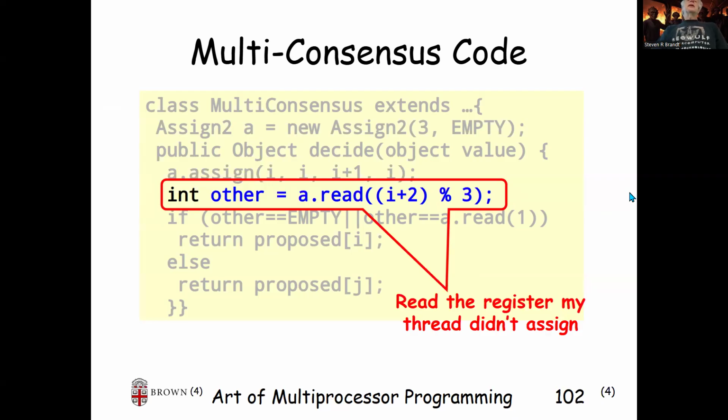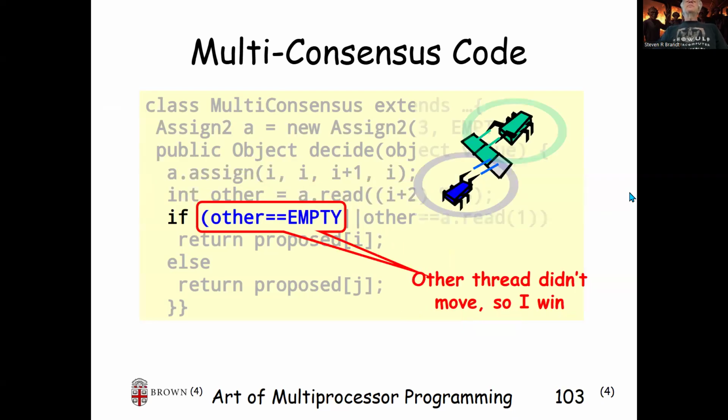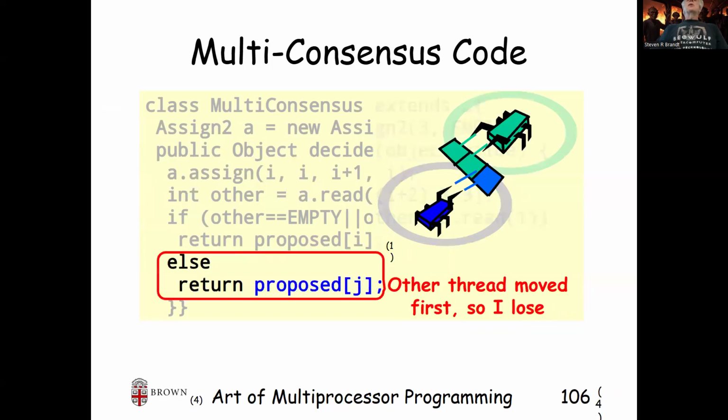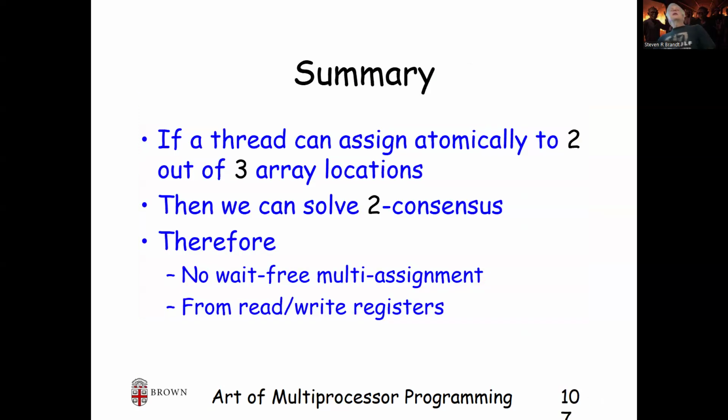So that little math trick works out. So if the other is empty, or the other is my value, then I win. Otherwise, the other thread moved and I lose. Okay, so I can solve consensus. If a thread can assign atomically to 2 out of 3 array locations, then we can solve 2-consensus. Therefore, no wait-free multi-assignment is possible from regular memory registers.